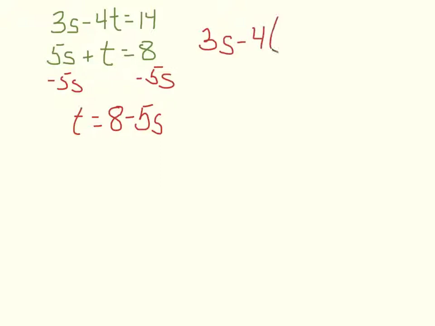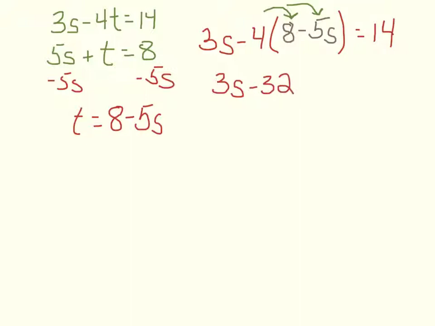So we're going to have 3s minus 4 times (8 minus 5s), and that's going to equal 14. Now remember to distribute here, and please watch your signs. We're going to get 3s minus 32 plus 20s, and that's going to equal 14.